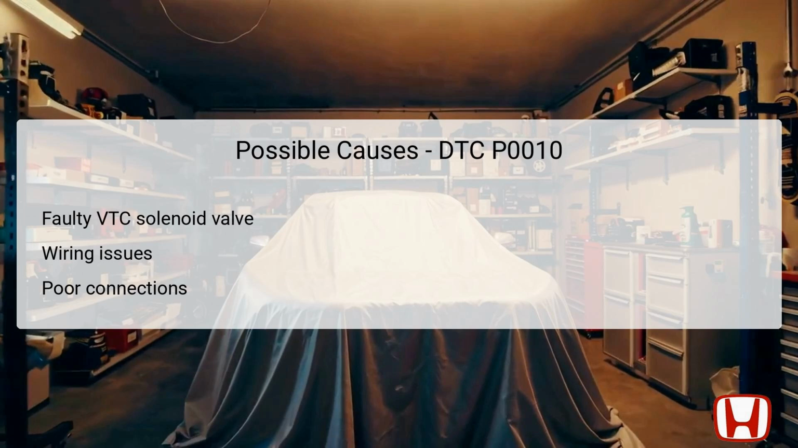Poor connections at the solenoid valve or the powertrain control module, PCM, can also trigger this error, as they impede the electrical signals necessary for proper functionality. Additionally, software issues within the PCM might contribute to this code if it has not been updated to the latest standards. Therefore, a thorough investigation of these potential causes is crucial in resolving the DTC P0010 issue.